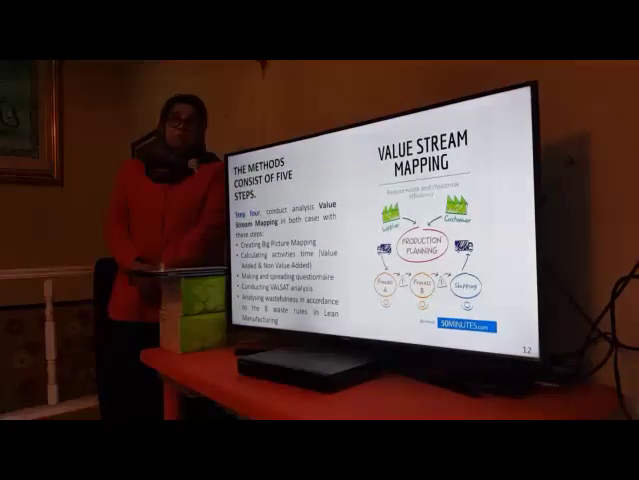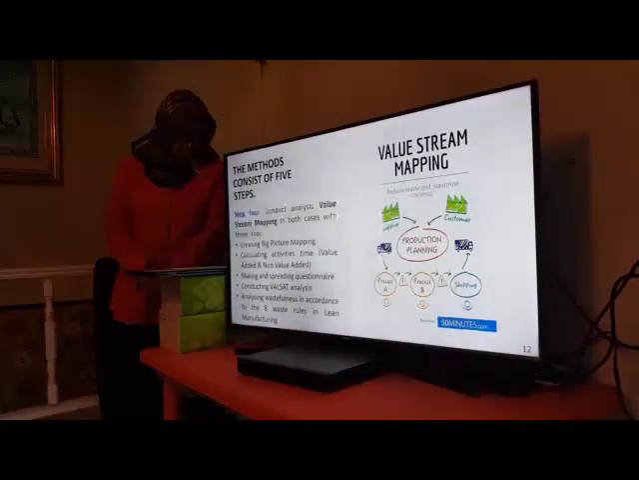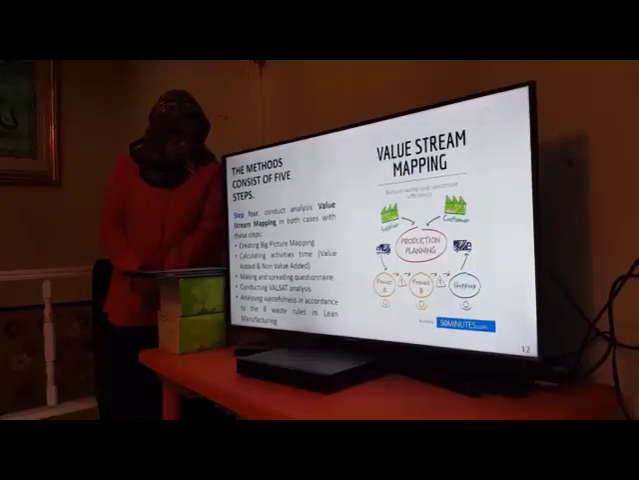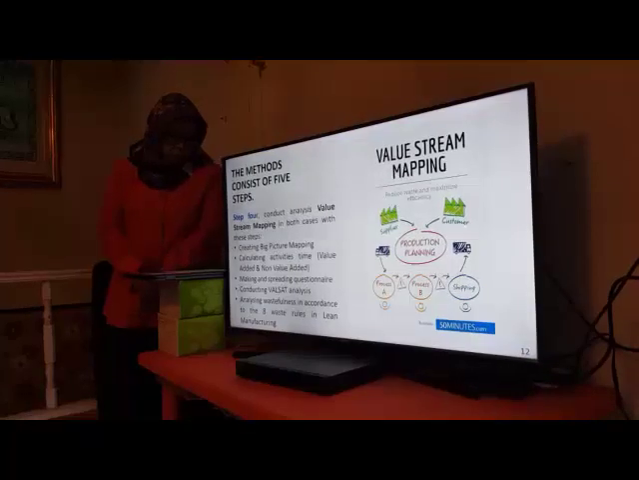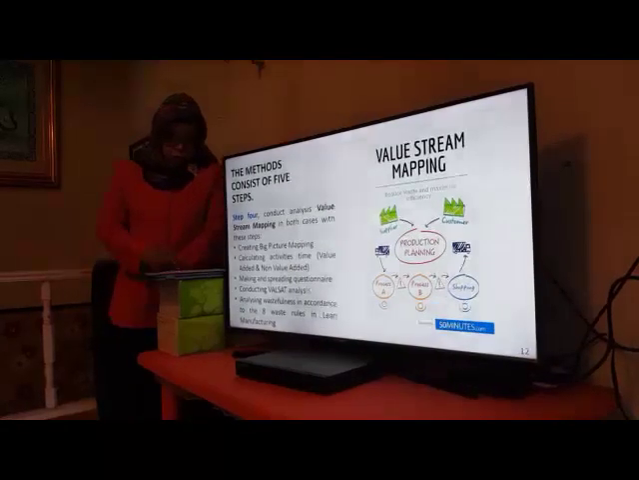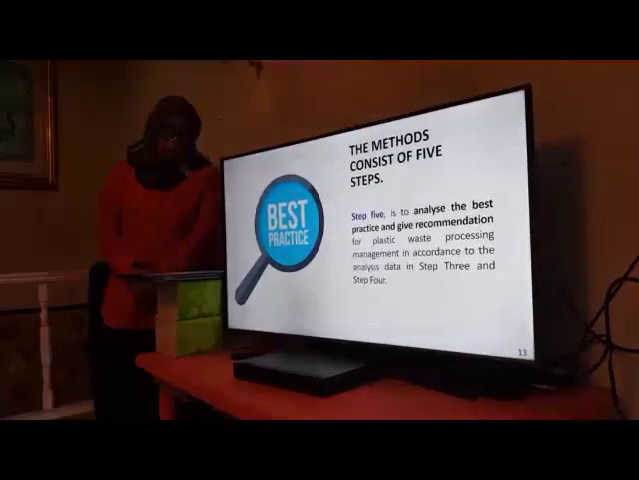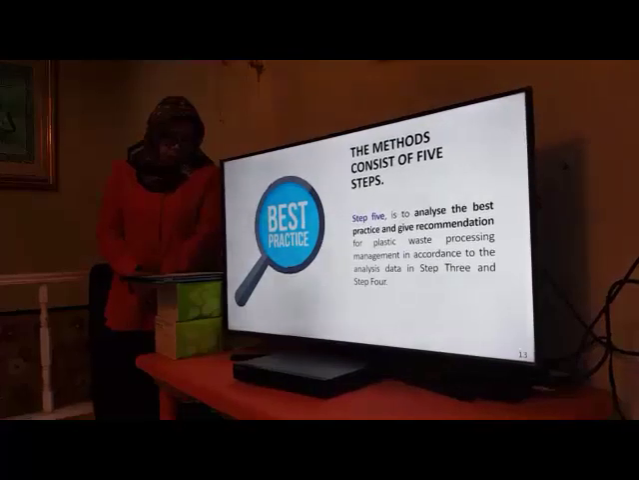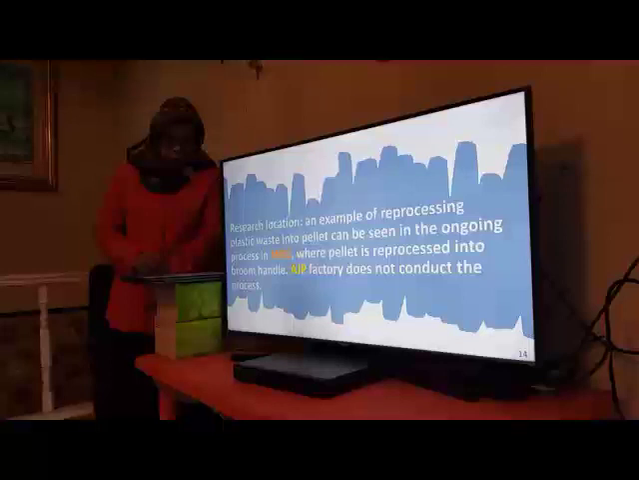We have some stages: creating the big picture mapping, counting activity times, spreading the questionnaire, and conducting facet analysis in accordance with the 8 waste rule in lean manufacturing. And the last step, step 5, is to analyze the best practice and give recommendations for plastic waste processing management according to the analysis data from step 3 and step 4.